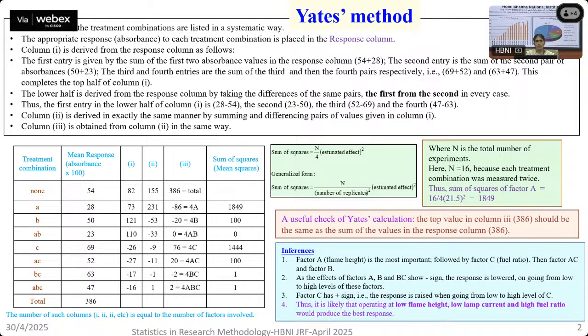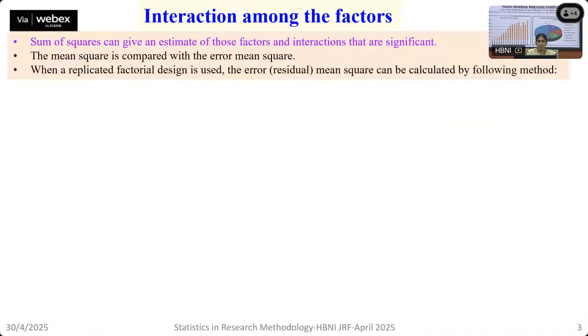So ultimately, from all these calculations, we come to the conclusion that low flame height and low lamp current, along with high fuel ratio, would produce the best results for the combinations of flame height, say 15 to 25 millimeter, lamp current of 2 to 3 milliampere, and fuel ratio 4 by 9 to 5 by 9. Then you can say that a flame height of 15 millimeter is the better option, a lamp current of 2 milliampere, and a fuel ratio of 5 by 9. This will be the best combination among all those we tried during this evaluation.